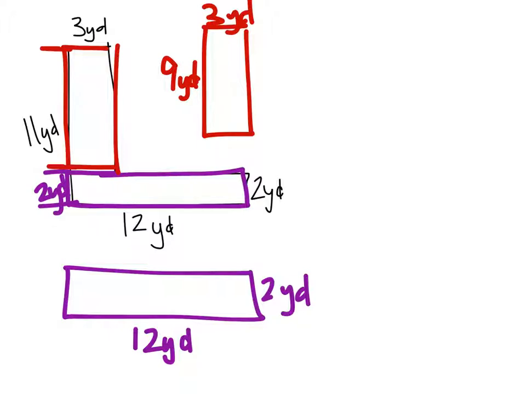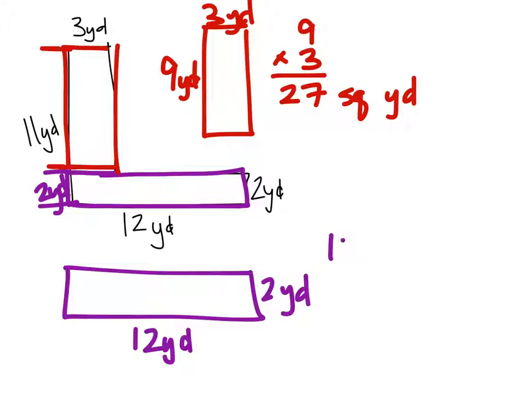So I need to find the area of these two rectangles and then add those two areas together. So let's start with the red one. That's a 9 yard by 3 yard rectangle, and 9 times 3 is 27. So that would be 27 square yards. And then the purple one is a 12 by 2 yard rectangle, and that would give us 24 square yards.